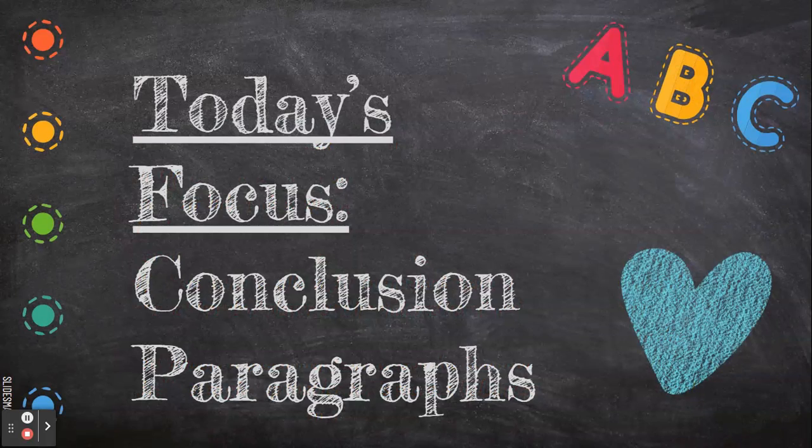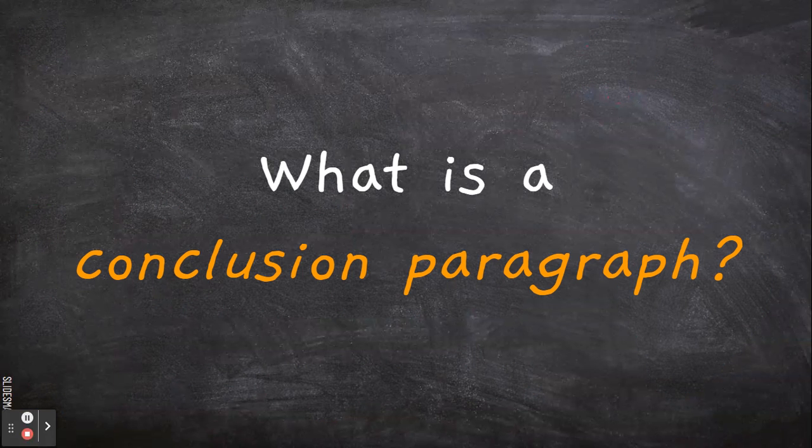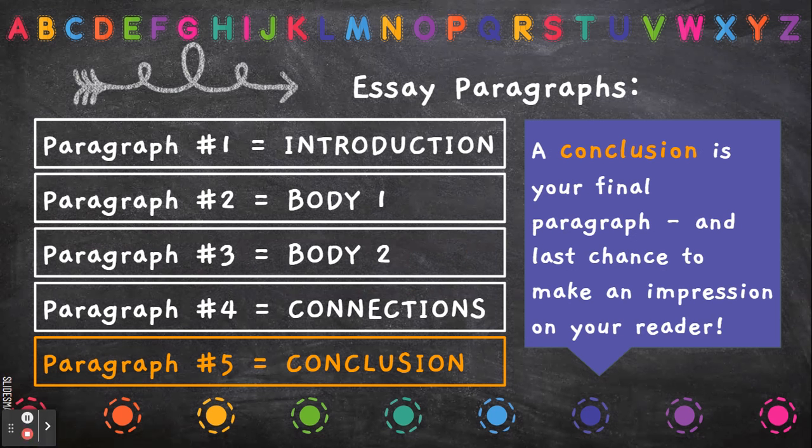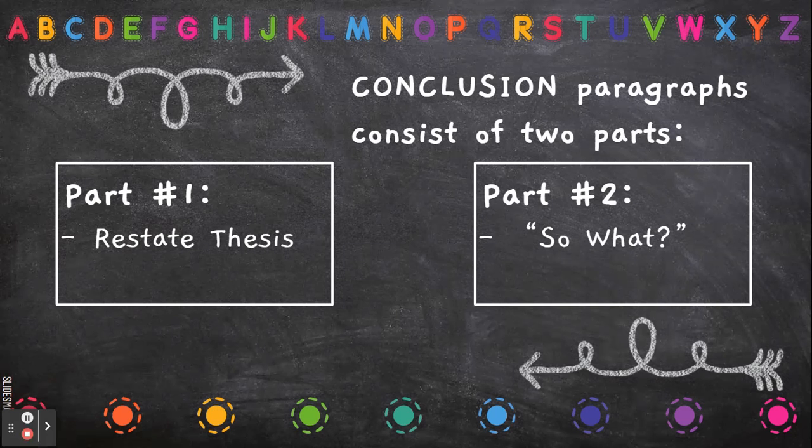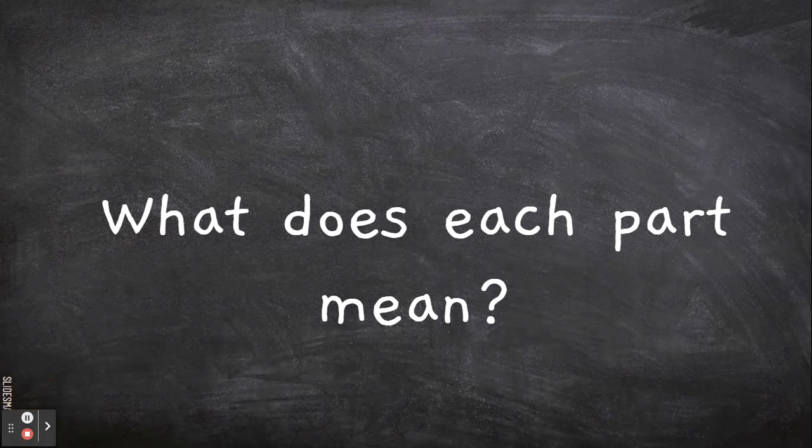Okay, moving on, we'll talk about the conclusion paragraph. This is the last paragraph of your 5-paragraph essay. What exactly is a conclusion paragraph? It's your final paragraph and a last chance to make an impression on your reader. How's it work? It has 2 parts, restate your thesis and so what? What does each part mean?